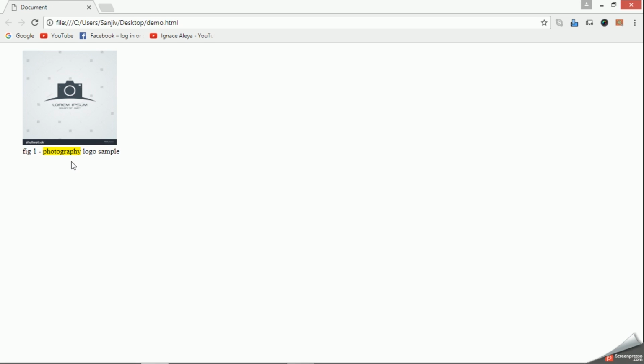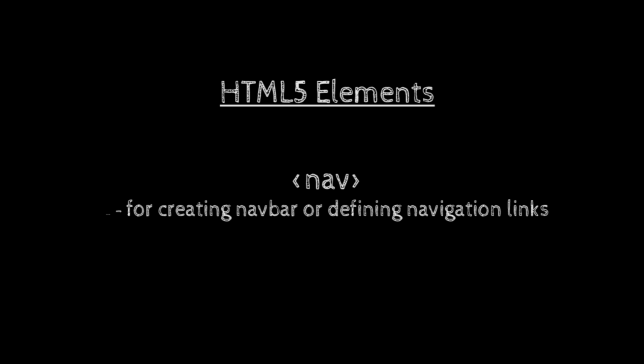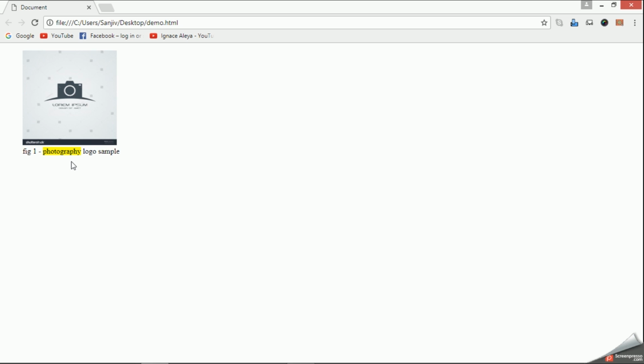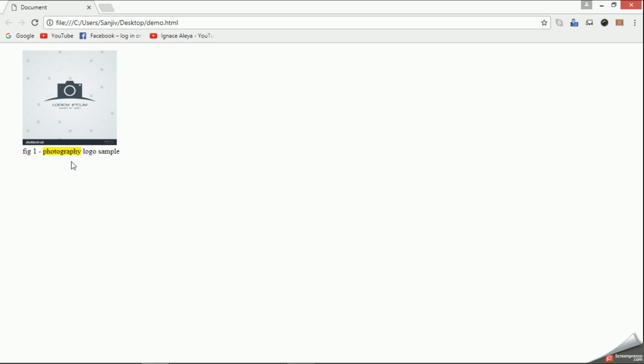Okay. So the next one, nav. It is basically used for creating a navbar or defining a set of navigation links. Now you don't need to use a div for creating the navbar because HTML5 gives you its own semantic element. Aside. The aside element defines some content aside from the content it is placed in, for example a sidebar menu. Okay, these are a few elements of HTML5.